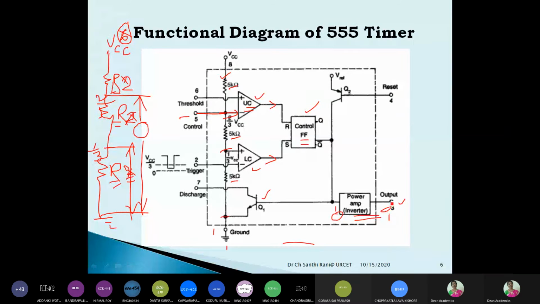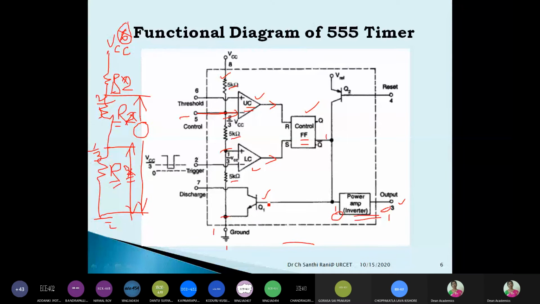Standby mode. Output is 0 means what? Here Q bar is equal to 1. That means when in standby mode, Q bar is equal to 1. When Q bar is equal to 1, you just observe this is 1, therefore the output will be 0. When Q bar is equal to 1, you see that 1 is applied here. Okay. So this transistor will be in on condition, right? Base voltage you are giving. Therefore, this transistor will be like a closed switch.